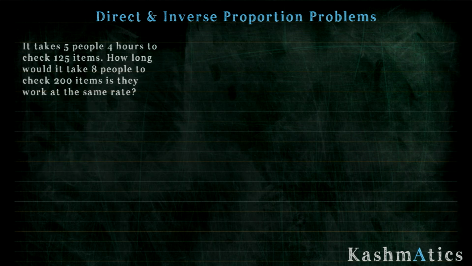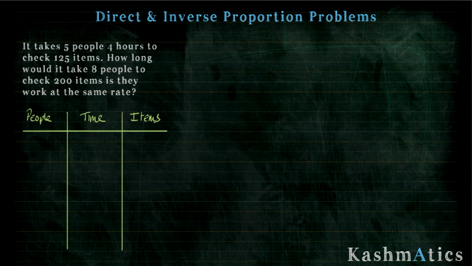Next question. It takes 5 people 4 hours to check 125 items. How long will it take 8 people to check 200 items if they work at the same rate? Now there's 3 things you need to keep track of here, so bear that in mind when you make your table. If you want to pause the video and give it a go, please do so.